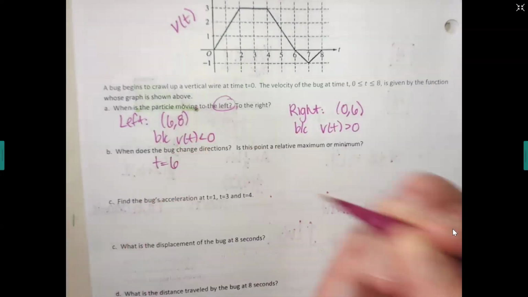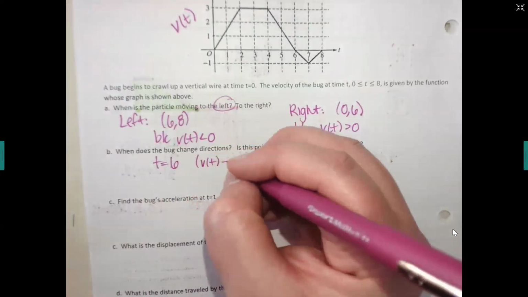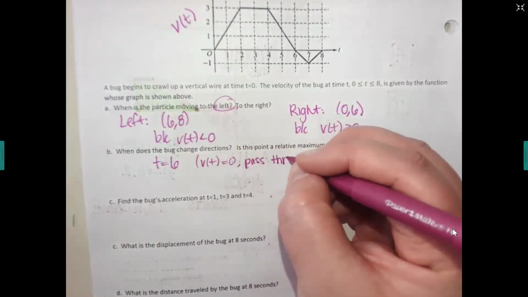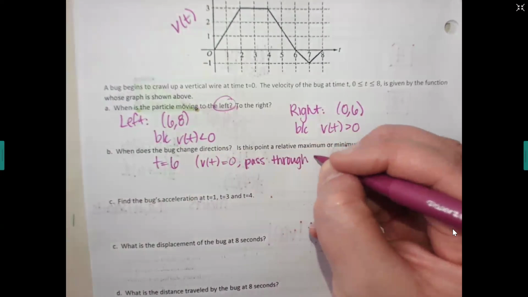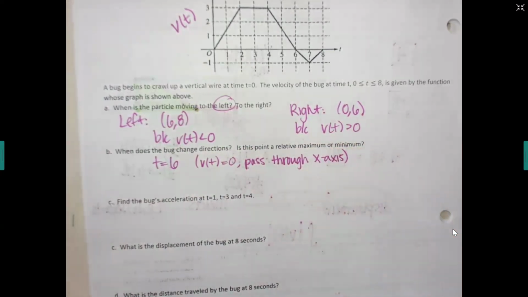And remember, whenever the bug changes direction, that's where your velocity is equal to 0, and it has to pass through the x-axis. Okay, it has to actually switch either from the positives to the negatives or from the negatives to the positives. Okay, then it says, is this point a relative max or min for position? Well, look at your point at 6.